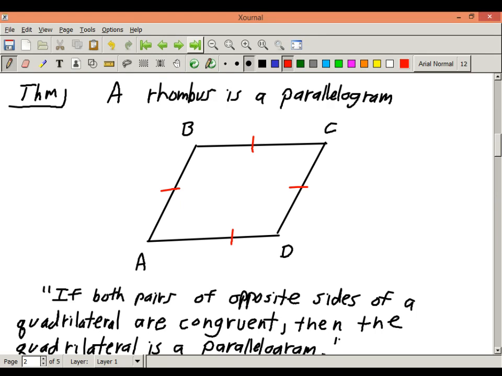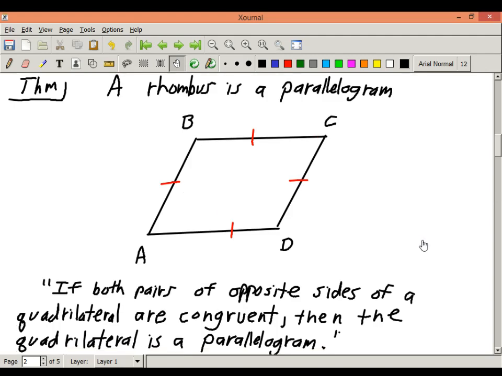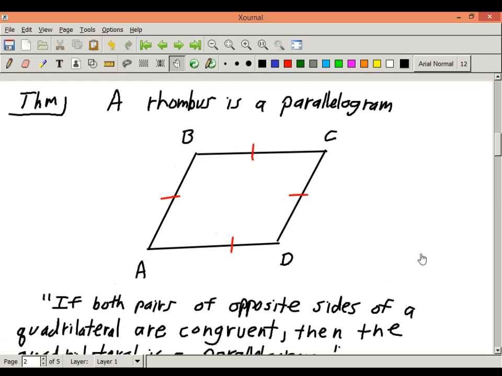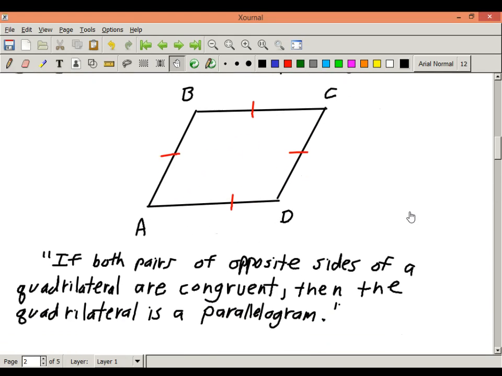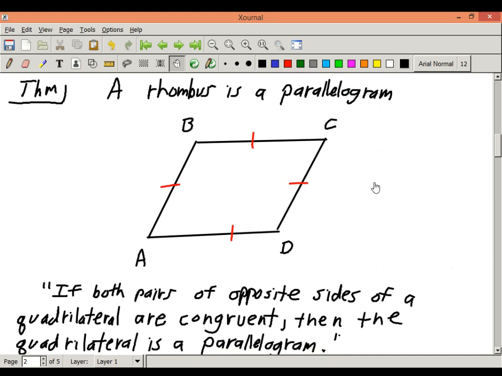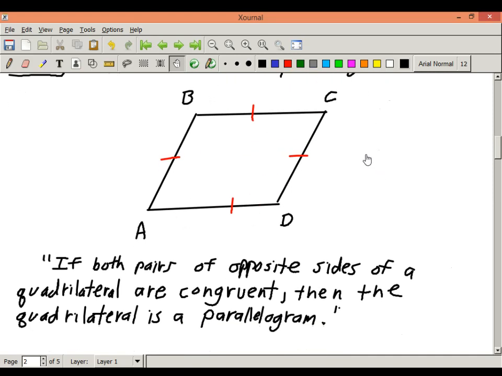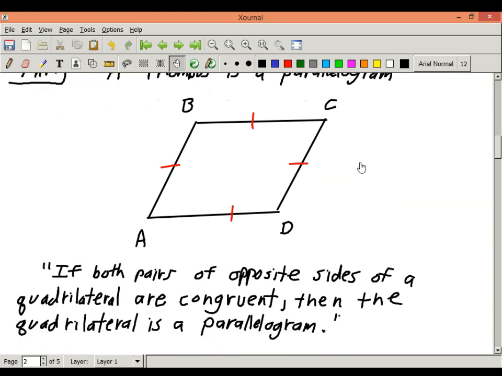Okay, so for the first of our three theorems, we're going to prove that a rhombus is a parallelogram. So you see rhombus ABCD is given to us, and we're going to prove that that's a parallelogram. Notice I have the four sides marked off there that are congruent. And all we need to do to prove this is a parallelogram is quote an old theorem: if both pairs of opposite sides of a quadrilateral are congruent, then the quadrilateral is a parallelogram. So you can clearly see that both pairs of opposite sides are congruent, and so that makes the rhombus a parallelogram.